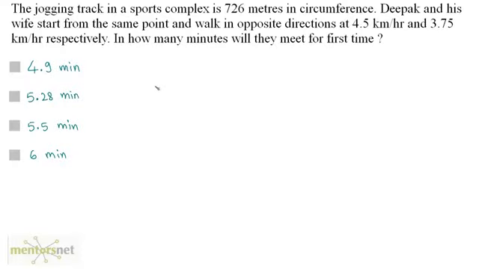The jogging track in a sports complex is 726 meters in circumference. Deepak and his wife start from the same point and walk in opposite directions at 4.5 kilometers per hour and 3.75 kilometers per hour respectively. In how many minutes will they meet for the first time?